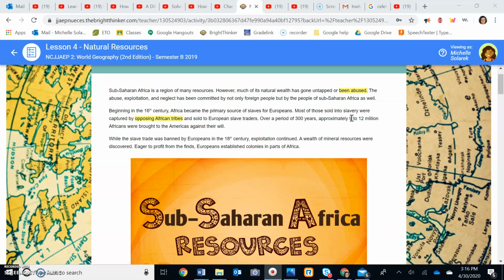Same as last time, you're going to write at the top of your paper WG 10.4 because we're in lesson 4. That WG tells me world geography, 10 tells me it's unit 10, and .4 tells me it's lesson 4. Okay, write down a number 1.